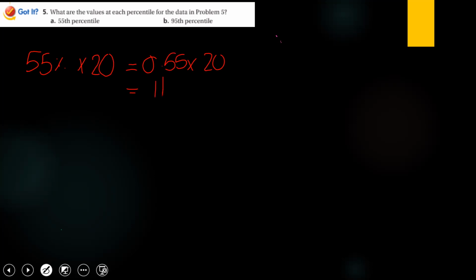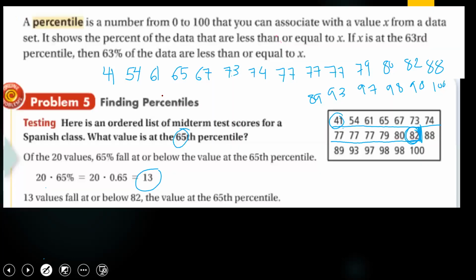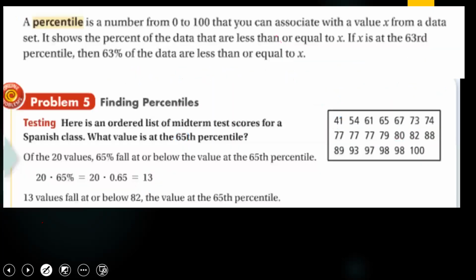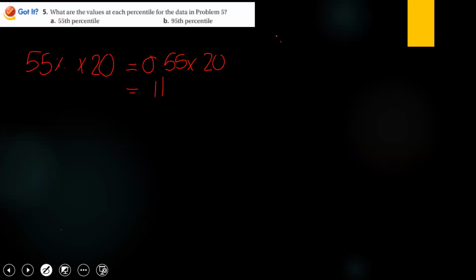That is 11. So what does it mean now? That means the first 11 scores will be full. So where are the first 11 scores? Let's come here now. Count 1, 2, 3, 4, 5, 6, 7, 8, 9, 10, 11. So I will say now at 97.